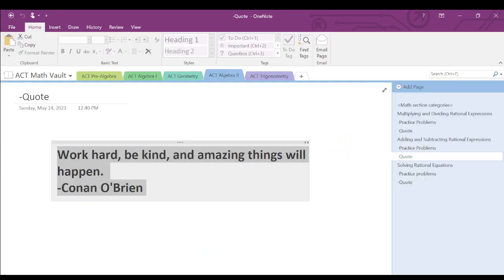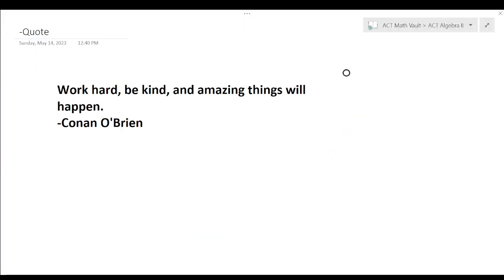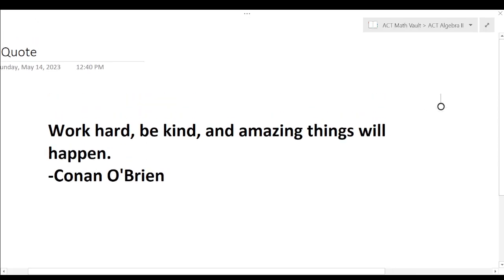Lastly, let's talk about the quote. This is a Conan O'Brien one that I like. I always think about working hard and being nice. This says, work hard, be kind, and amazing things will happen.